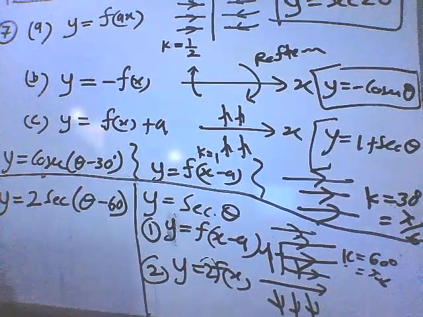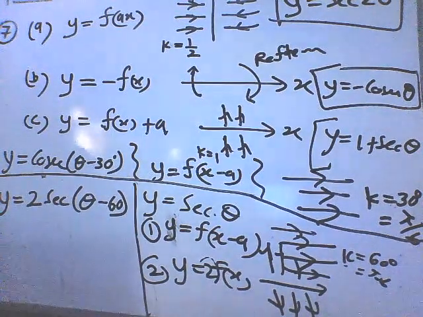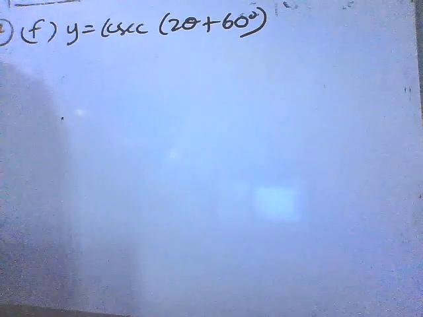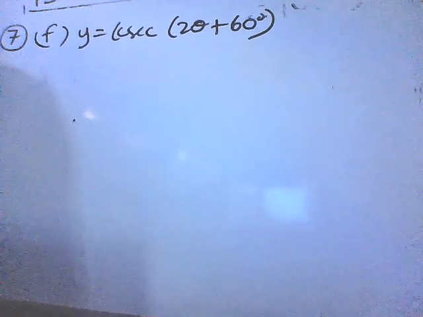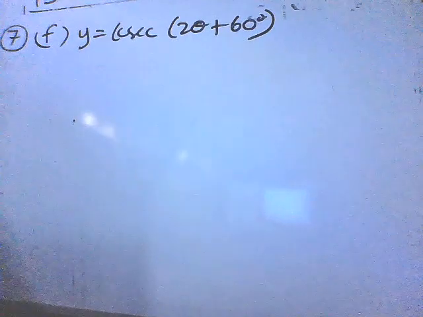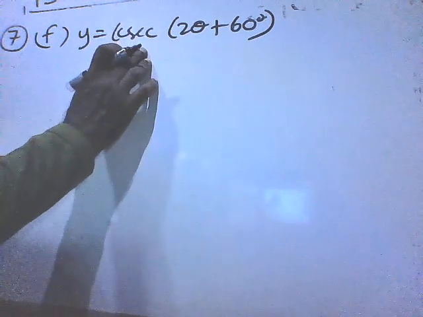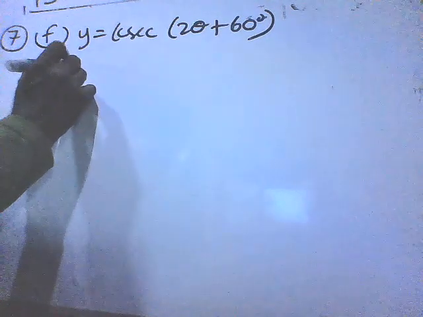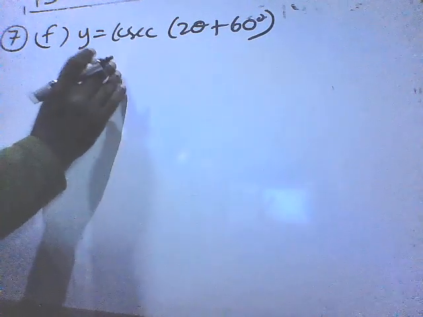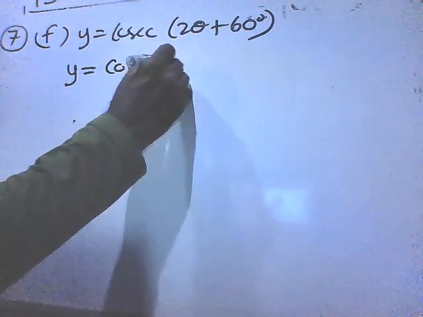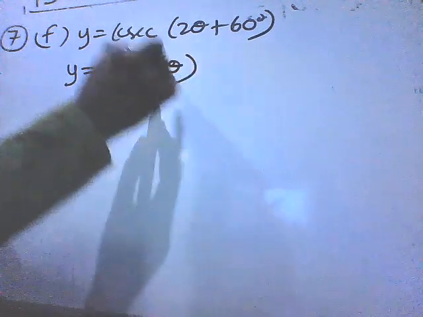Okay, so for the F part I will erase the board and draw. This is question 7, part F. Here we can start from y equals cosec theta. You can have it either way.